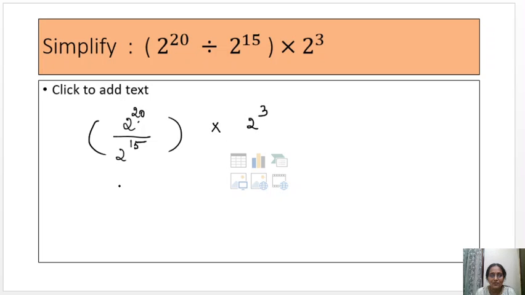How do you get 2 power 20 minus 15? It is 2 power 5. 20 minus 15 is 2 power 5. Now 2 power 3. Bases are same. Here you have subtracted because the bases are same. It is 2 power 5 and 2 power 3 and the final answer is 2 power 5 plus 3 is 8. 2 power 8 is your final answer.